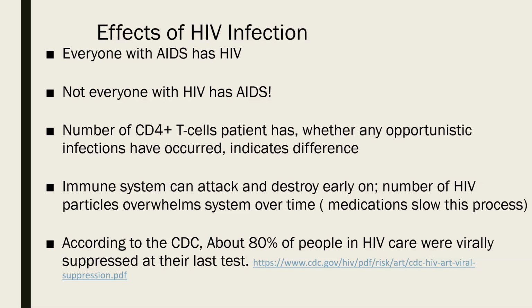According to the CDC, about 80% of people in HIV care are virally suppressed at their last test. What that means is that about 80% of persons with HIV have been able to suppress the HIV disease at their last testing, meaning their amount of HIV virus was less at their last test than it was at the test before that. And we'll learn in just a few slides that about 65% currently, while on suppression therapy, have their HIV disease at an undetectable level.